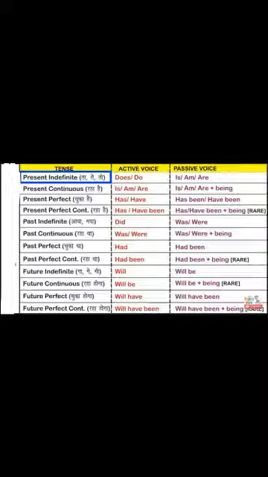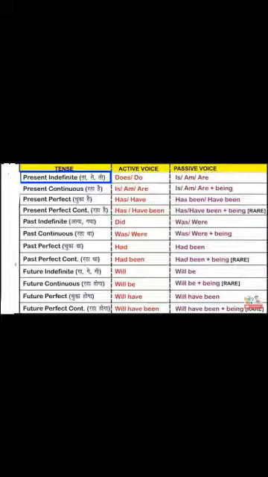In the present perfect tense, we use have, has, and in the passive voice, have been, has been. In the present perfect continuous, we use has or have been, and when we convert it into passive voice, we use have been being or has been being, but it is a rare condition, okay.